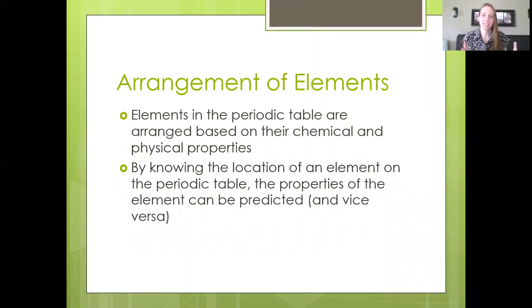So like I said, the periodic table of elements is arranged based on the chemical and physical properties of all of the different elements. So just by knowing where an element is on the periodic table, you can predict what its properties will be, even if you don't actually know anything about that element. And vice versa. If you know the properties of an element, you can predict where it would fit on the periodic table.